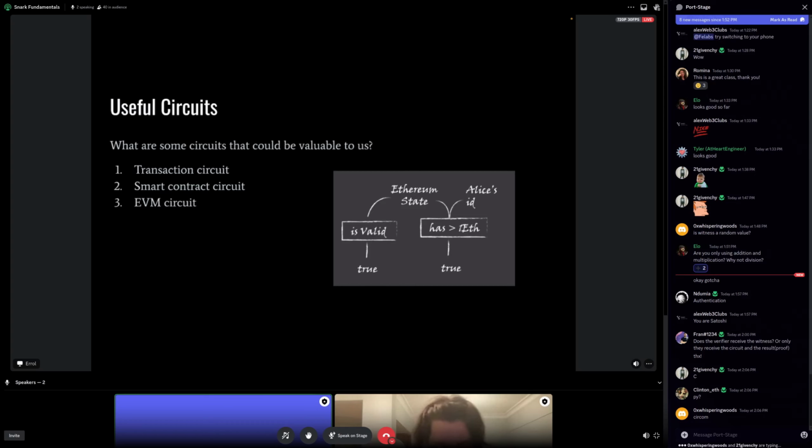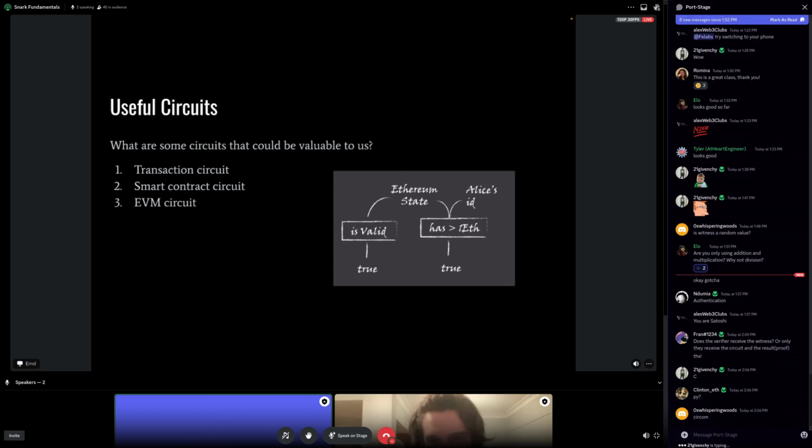What is the role of entrepreneurs in the ZK space? It's figuring out what useful circuits are. Some examples are a transaction circuit to prove that you have money and can send it. This way you might be able to add in privacy, such that you can send money without people knowing it came from your account or how much was sent, and things like that.